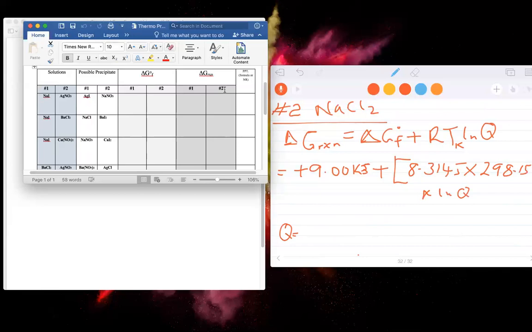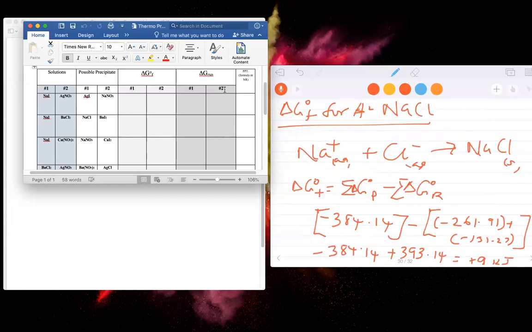Q is given by the concentration of products over the concentration of reagent. Remember, it's a precipitation reaction. We are assuming that this is a solid, using this equation right here, that it is going to form solid sodium chloride. So it's product over reagent. The concentration of these two ions, when you mix, will be half the original before you mix.